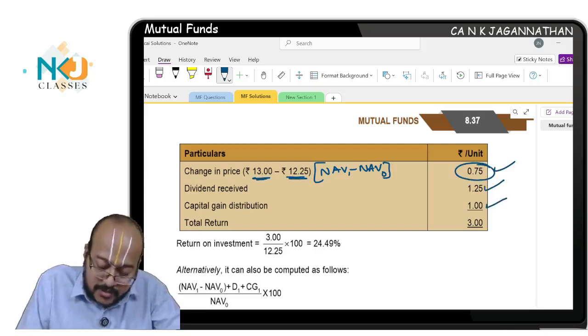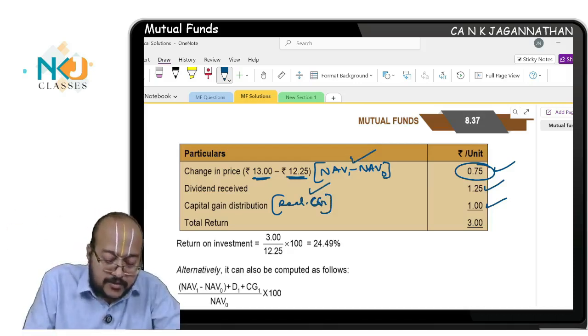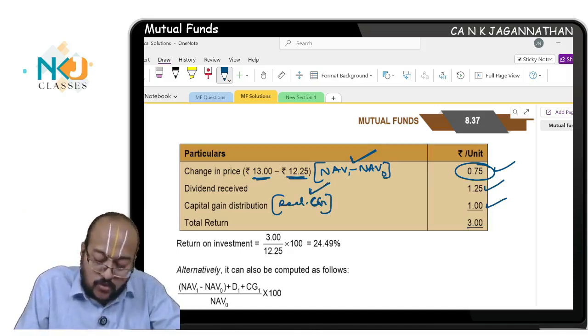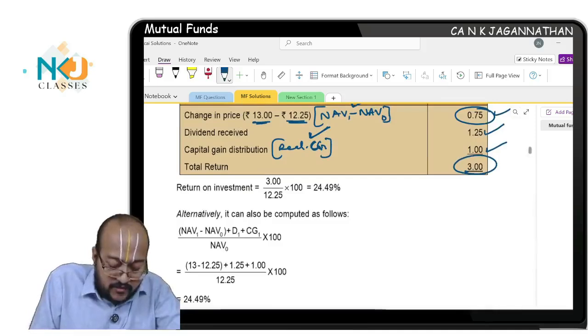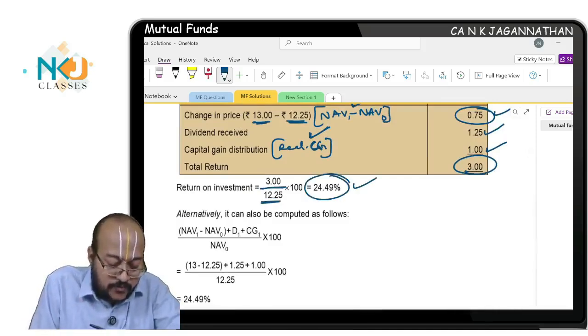Dividend received plus capital gains received. This is realized capital gain. This is also capital gain. This is also capital gain. That is why I explained this is unrealized capital gain and this is realized capital gain 1. Total return comes to 3, divided by NAV 0, 12.25, the opening NAV, gives you the return of 24.49%.